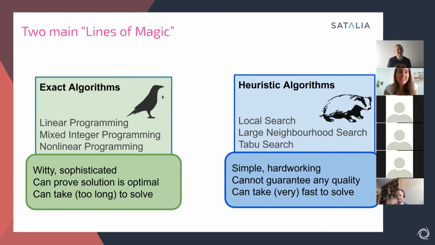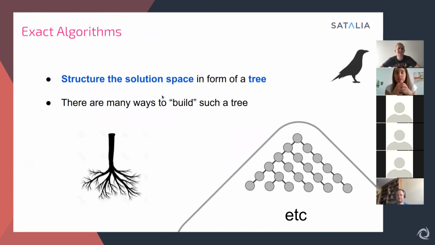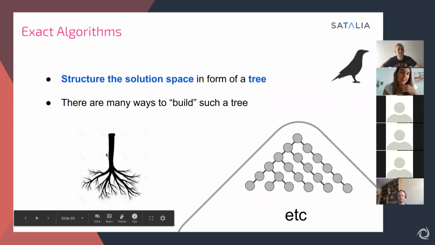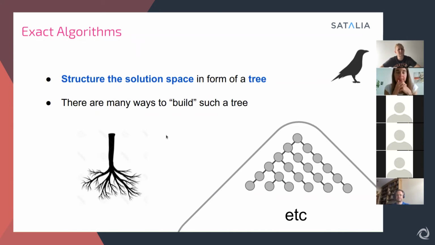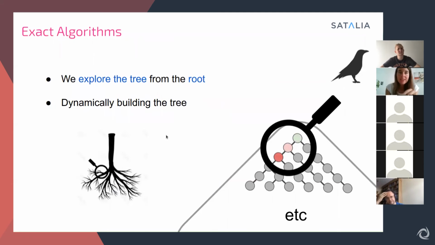Okay, so let's have a look at the exact algorithms, how they work. The idea behind them is to structure the solution space in the form of a tree. And when I say tree, I mean a tree the other way around. So the root is up here, and here are the leaves. The whole idea of structuring it as a tree is that you can then perform some analysis on the tree. So you explore the tree in a dynamic and structured way. And then you analyze the tree at each node.